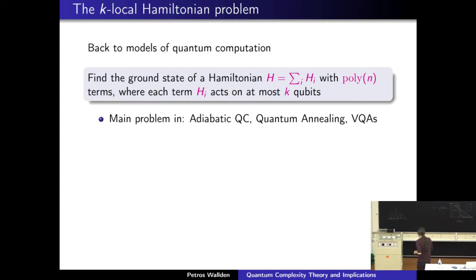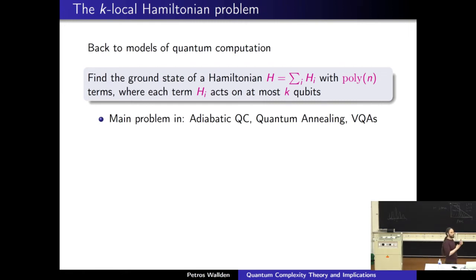Okay, so now I'm going back to the k-local Hamiltonian problem and back to the models of computation. So I want to define what this k-local Hamiltonian problem is. It is to find the ground state of a Hamiltonian that is a sum of other Hamiltonians. The number of terms in the sum is polynomial in your input, and each of those terms acts on at most k qubits. Now, k can be a small number, it can be 2, 3. Actually, we'll see that even 2-local Hamiltonian is good enough.